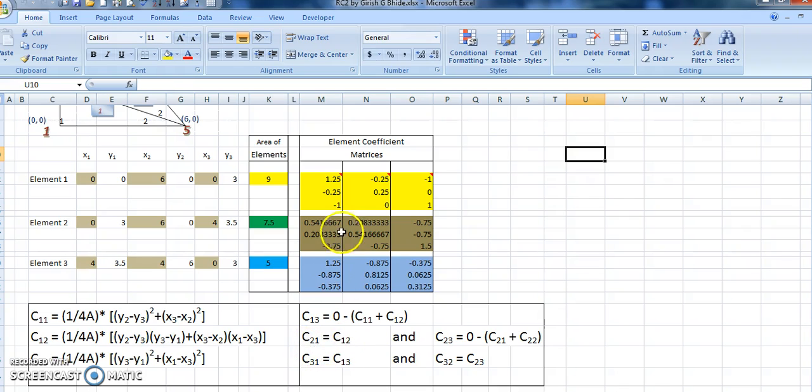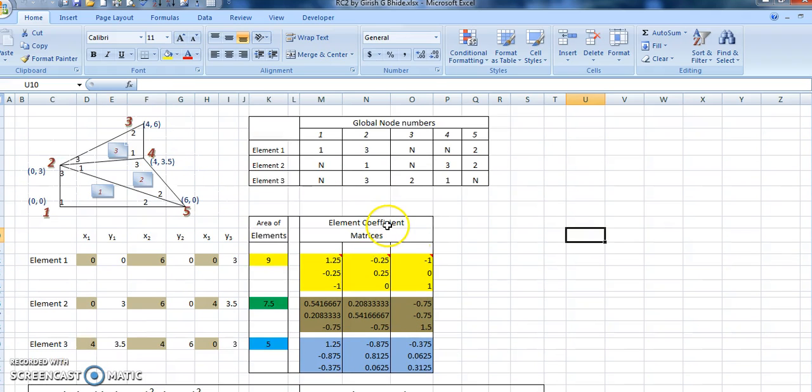C21 is a symmetrical term with C12, so in all the matrices you will find that these terms are matching. Same is the case of C31 and C13. The term C23 can be computed on similar lines as that of C13, and C32 is a symmetrical term with C23. Thus, we can obtain the element coefficient matrices, which are very much essential in order to determine the global coefficient matrix.